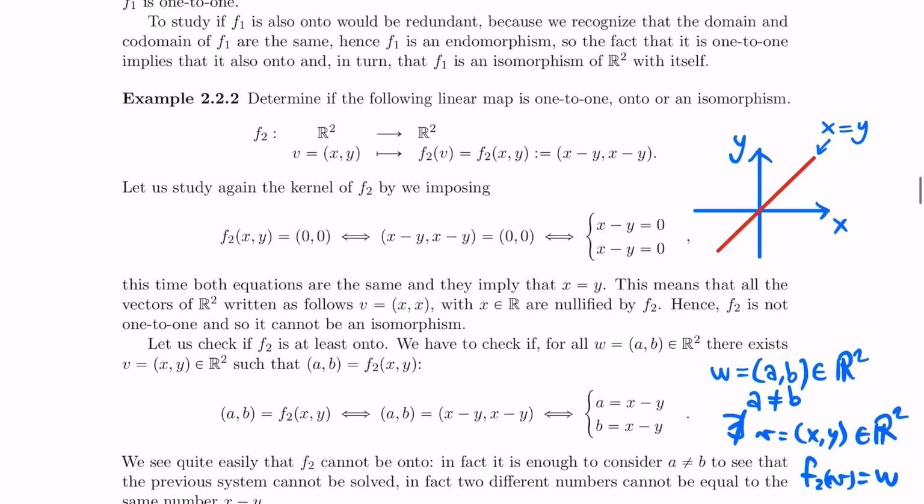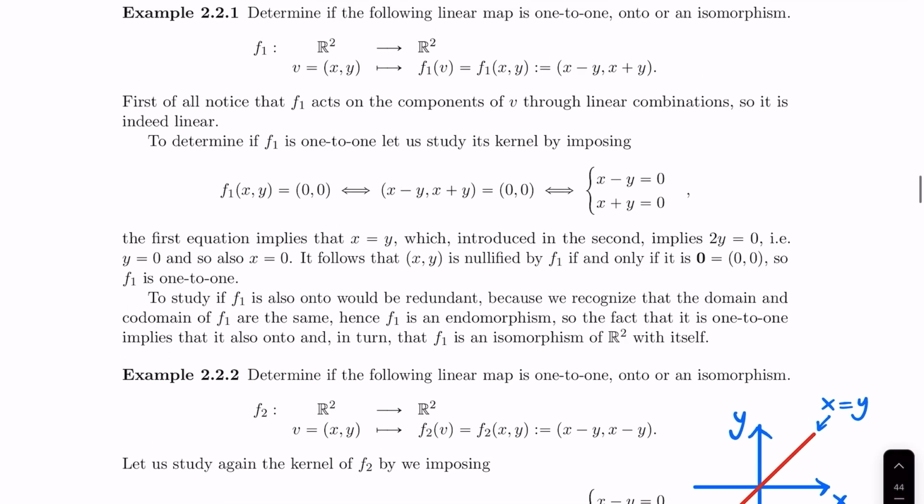So the take-home message here is that even if two linear maps have very similar expressions, they can have a very different behavior.